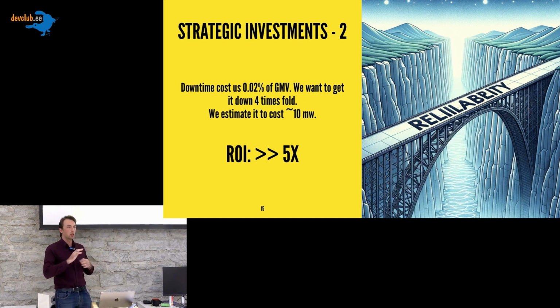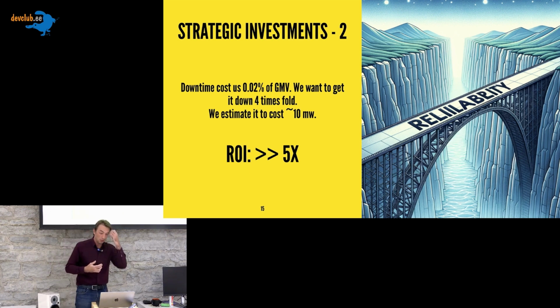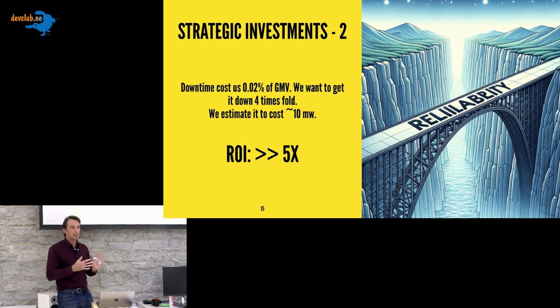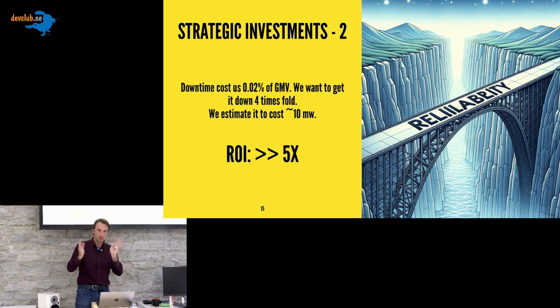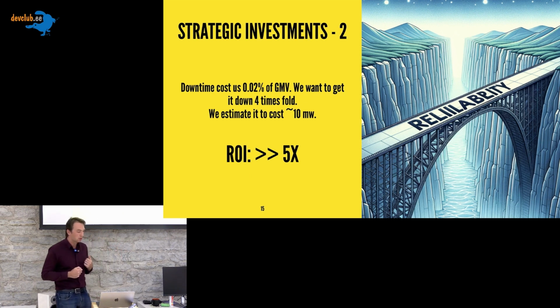So we're not operating in profit terms, but we're operating in the market value, okay? And this is essential, the key metric for us. So yeah, we measure almost everything in either percentages of the GMV or direct cost or amount of money. What we want to do is to get it down 4 times fold.